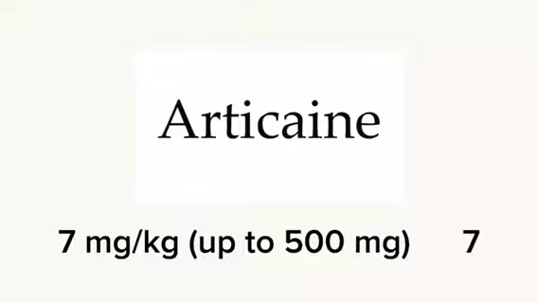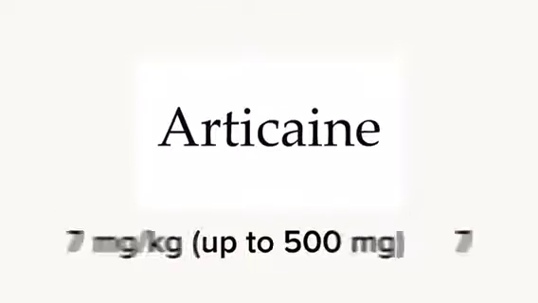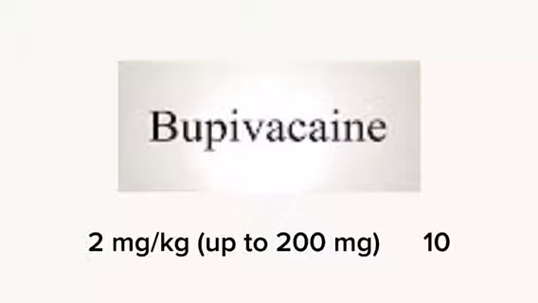The maximum dose of articaine is 7 mg per kilogram up to 500 mg. And in children, it is 5 mg per kilogram, and the number of cartridges is 7. The maximum dose of bupivacaine is 2 mg per kilogram up to 200 mg, and the maximum number of cartridges is 10.